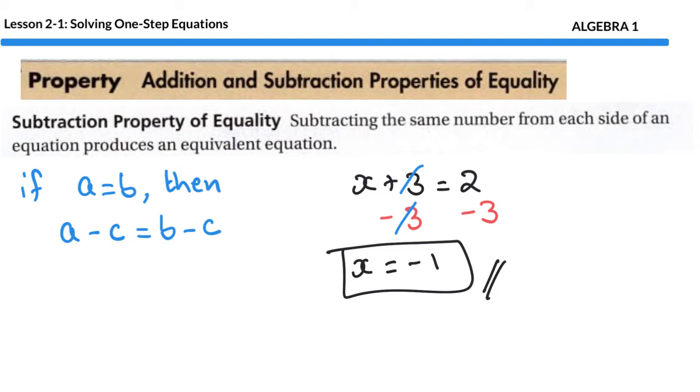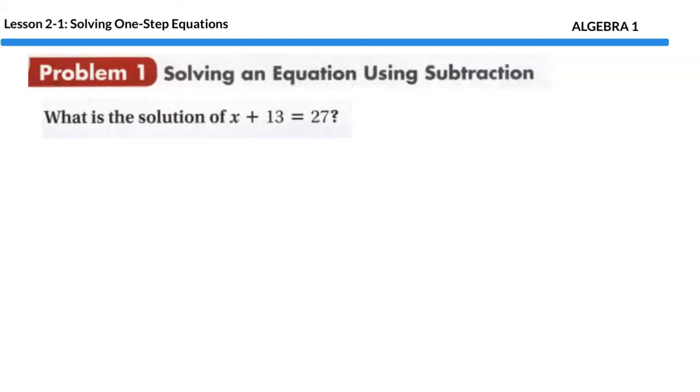Now based upon this knowledge, let us solve some of the equations. Let's try this. Solving an equation using subtraction. So what is the solution of x plus 13 is equal to 27? Remember, the first step in solving any equation for a variable is to isolate the variable. Keep it alone. Separate it from everything else. So if I want to keep x alone, I have to remove the plus 13. How will I remove the plus 13? Remember, what is the inverse operation of addition? It is subtraction. So I will subtract 13 on both sides of the equal sign.